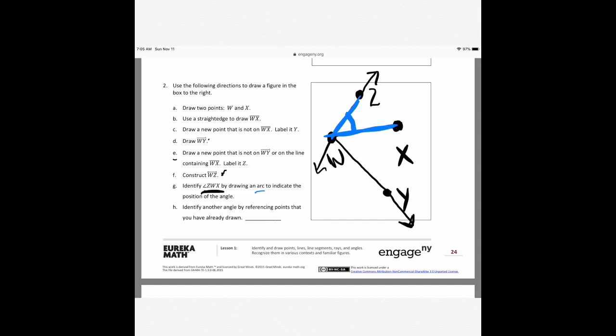Then it says identify another angle by referencing points that you have already drawn. So I'm going to pick another color here, and I'm going to do the same thing where the middle letter has to be the vertex. So let's do X, W, Y. And I could say YWX or XWY just as long as W is in the middle, because that is the vertex or where both of the rays or line segments meet to make the angle.